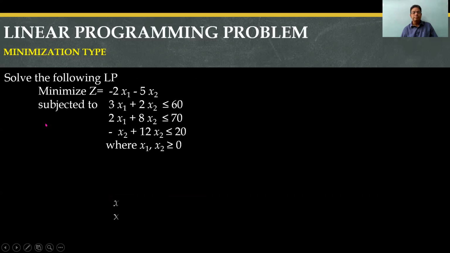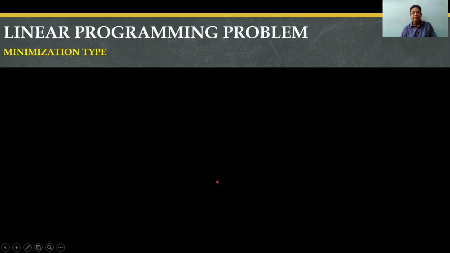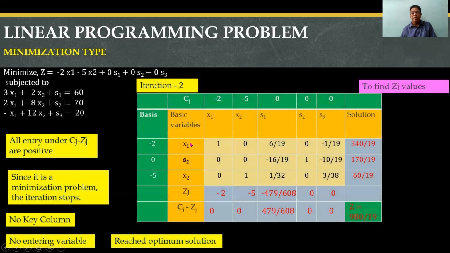So this is the given sum. X1 is 340 by 19, X2 is 60 by 19. Where do we get this value of X1 and X2 from? X1 in the solution is 340 by 19, X2 in the solution is 60 by 19. We are not interested in the values of slack variables, so we will not write the value of S2. We are not interested in this value because this is not contributing in the objective function.